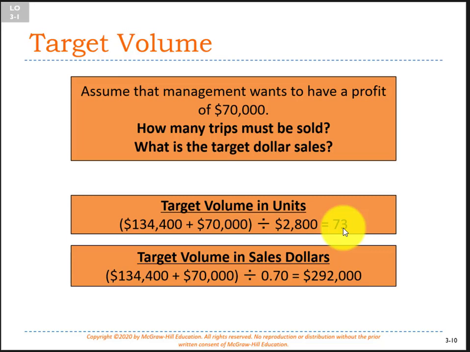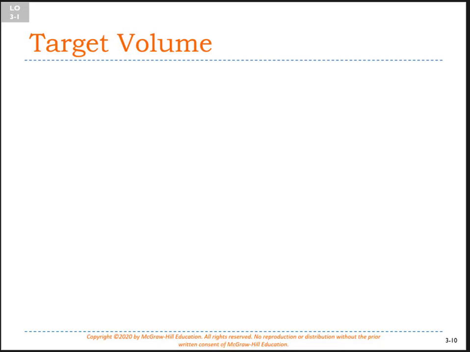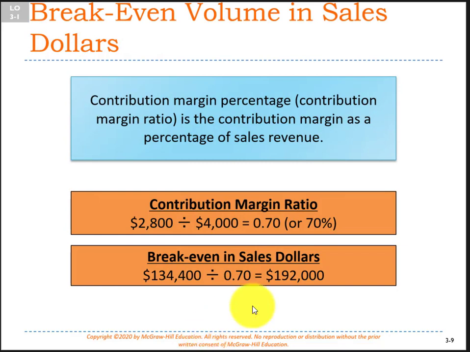Now if we want to know what the sales dollars is, we can either multiply 73 times 4,000, or we can take the 134,400 plus the 70,000, again adding in the target, and then divide it by the 0.7 or 70% to get 292,000. So you see, if we want to break even, we ought to sell 192,000.